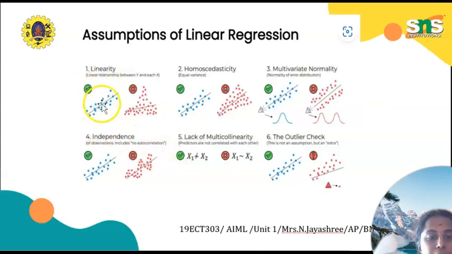Wherever a tick mark comes, it is a correct assumption. Wherever an x comes, it is a wrong assumption.